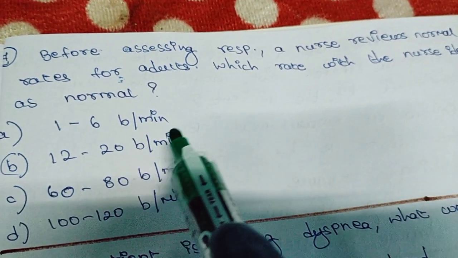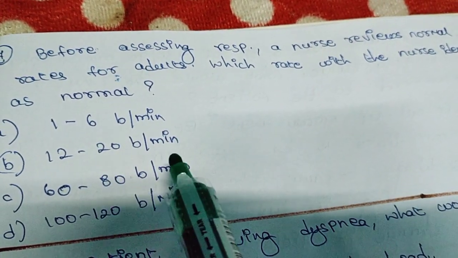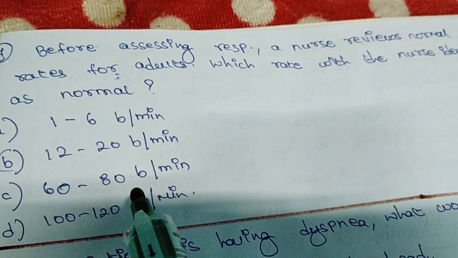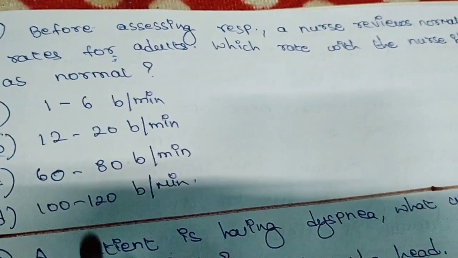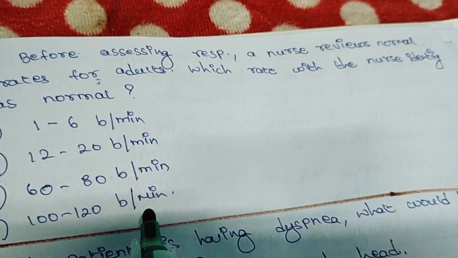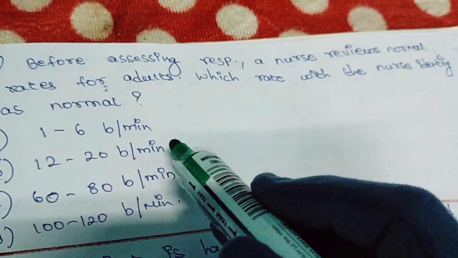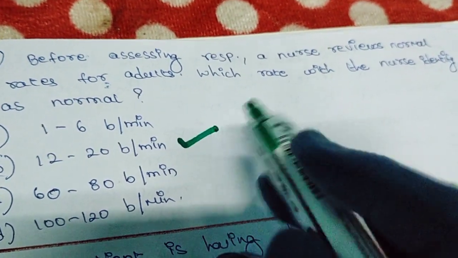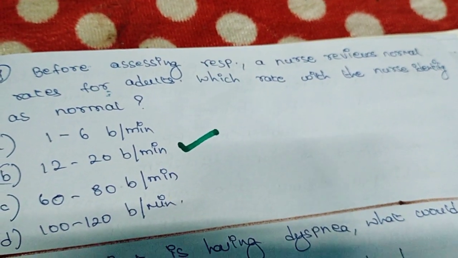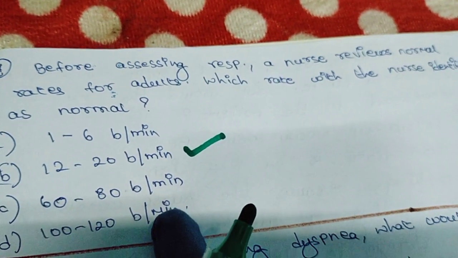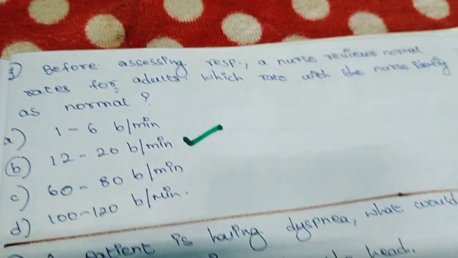The options are 1 to 6 breaths per minute, 12 to 20 breaths per minute, 60 to 80 breaths per minute. My god, it's too much. 100 to 120 breaths per minute. Not at all. So the right answer is 12 to 20 breaths per minute. For a normal healthy adult, the normal breathing rate is 12 to 20 breaths per minute.